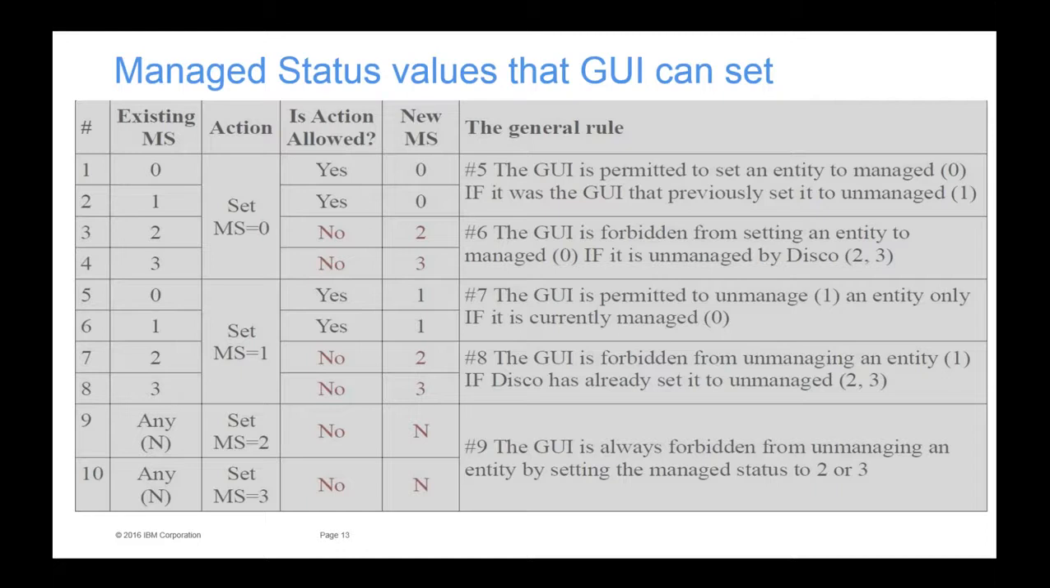Anything with the managed status of 2 or 3 is not allowed to be changed or managed, i.e. set to 0, because as we know 2 or 3 is set by DISCO, and the GUI is forbidden from setting an entity to managed if it has already been unmanaged by the discovery process.